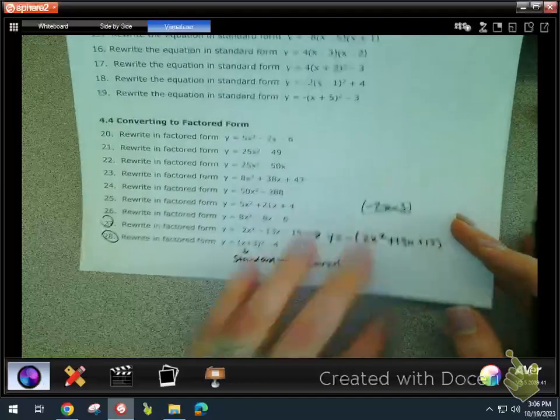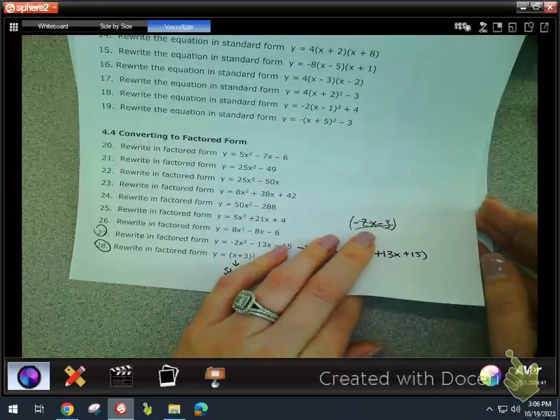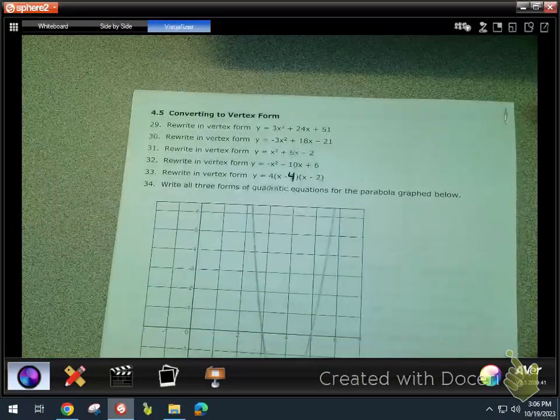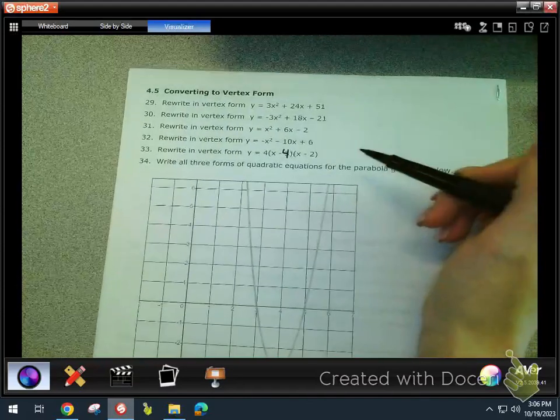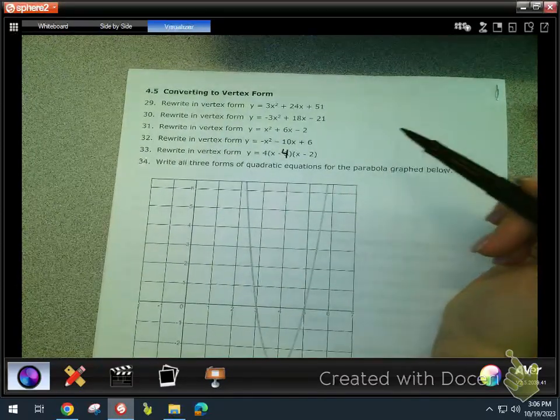Just hang on to those. Put a star by those. And when I check your homework, I'll look at it, okay? All right. Everyone, look at 4.5. This is your homework for today, okay? There's a change that needs to be made, and it's on number 33.